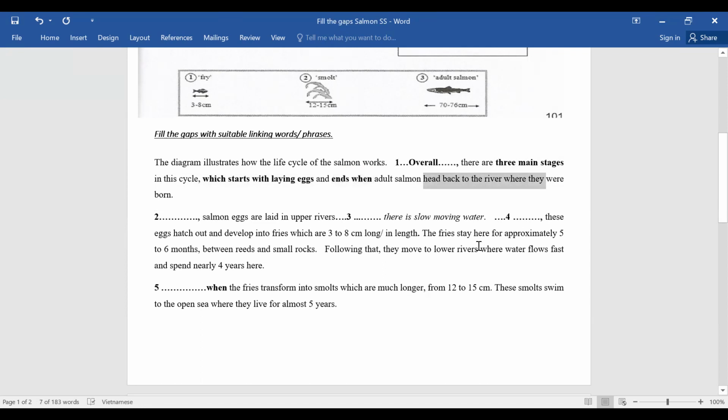Bây giờ hỏi Diệp hai câu nữa này. Diệp ơi, tại sao cái từ starts và từ ends này đều có s hả Diệp? Tại vì cái chu trình của cá hồi này là một hiện tượng có thật chứ nó không nói về đích danh một con cá hồi nào.